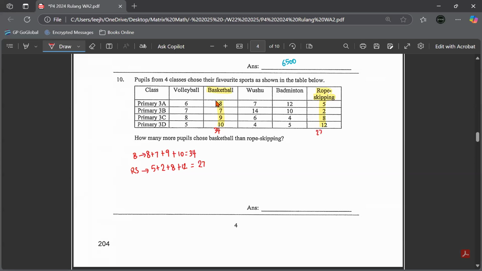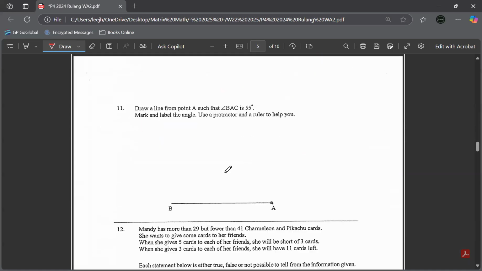So this is 27. I want to know how many more pupils chose basketball than rope skipping. Find the difference between these two groups. So 34 minus 27. Your answer will be 7 more pupils. So that's right. 7 more pupils. Okay, good. Now let's go on to question 11.